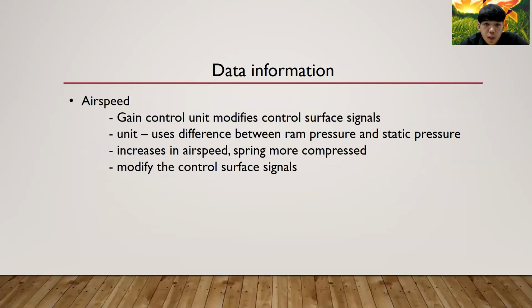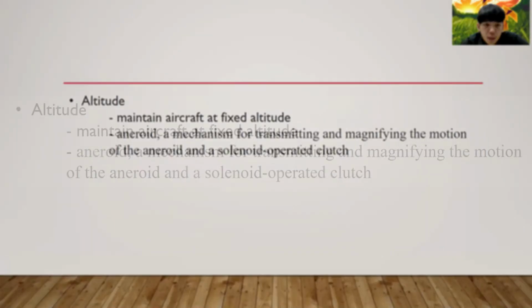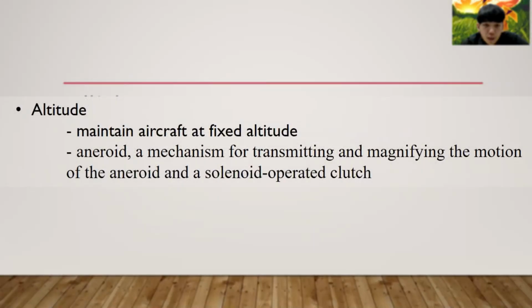The next one will be the data information. There are 2 data information. The first one is the airspeed. The gain control unit will modify the control surface signal, and the unit will use the difference between the ram pressure and static pressure. If there is an increase in the airspeed, the spring will be more compressed and it will modify the control surface signal. For the altitude, it will maintain the aircraft at a fixed altitude.